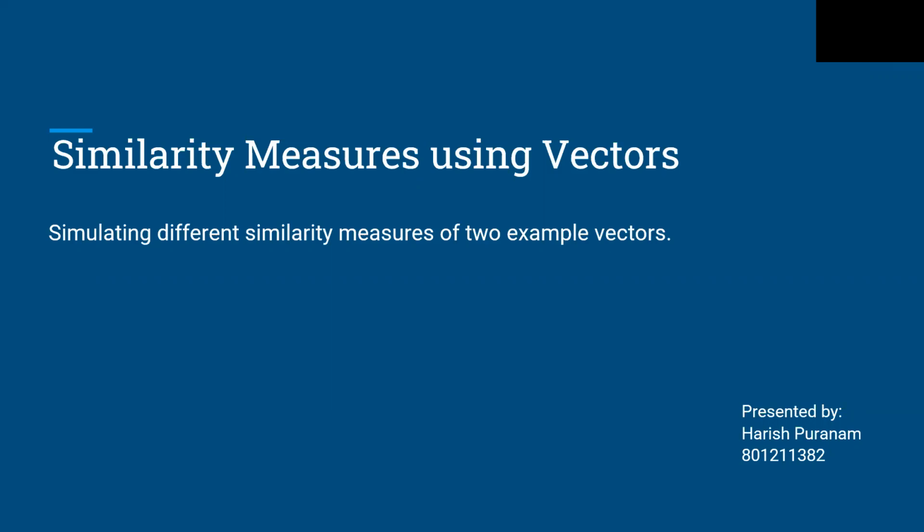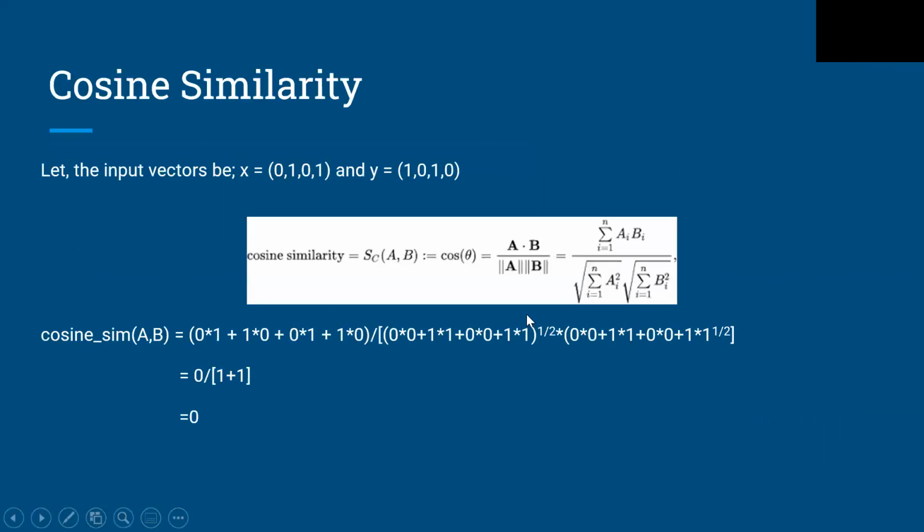I'll begin with cosine similarity. To calculate the cosine similarity, we need dot products of the vectors and their respective magnitudes. Cosine similarity is the result of dividing the dot products with the product of their magnitudes. For the vectors given here, the calculation can be seen below.